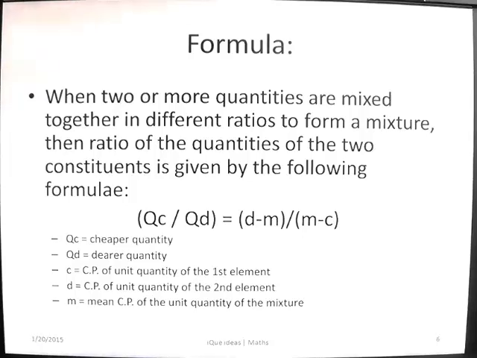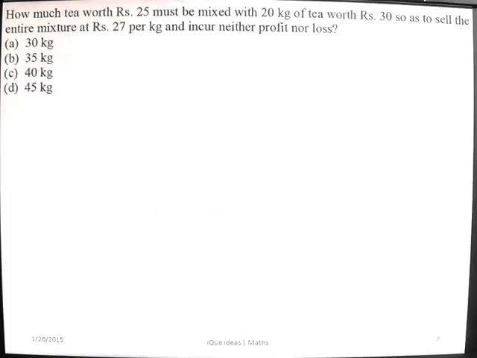So let us take a look at some examples and see how we can use either alligation or an easier method to get the right answer. Let us say it's asked, how much tea worth rupees 25 must be mixed with 20 kgs of tea worth rupees 30 to sell the entire mixture at 27 per kg and incur neither profit nor loss.